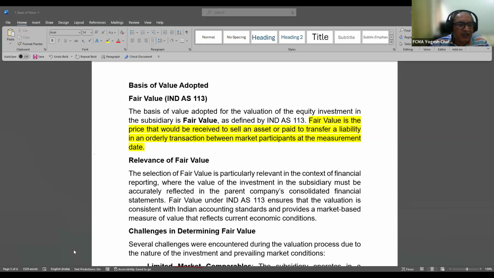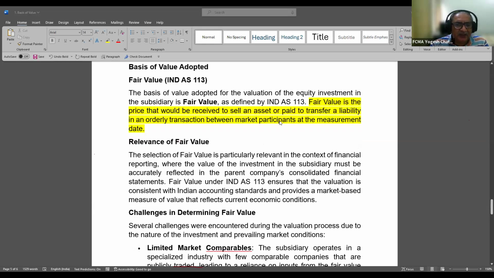Remember, market value was related to a transfer between buyer and seller. Here, what you are determining is the exit price as per a seller. So that is very important. You need to have the concept clear about the different bases of value. So fair value is the price that would be received to sell an asset or paid to transfer a liability in an orderly transaction between market participants at the measurement date.